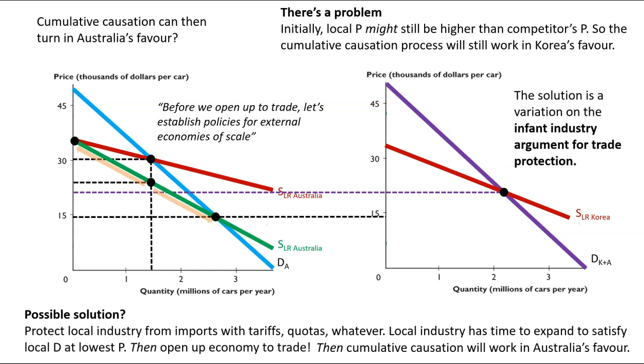This solution is a variation on what's called the infant industry argument for trade protection. So we set up this trade protection, allow the industry to expand, enjoy the external economies of scale that come with that behind the protective barrier, until you're down to a price which will be able to compete successfully with your competitors, and then you advocate free trade.